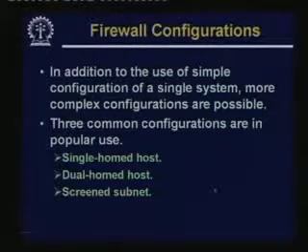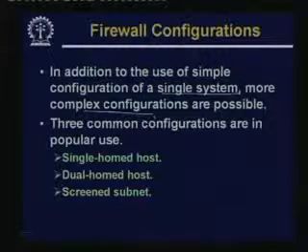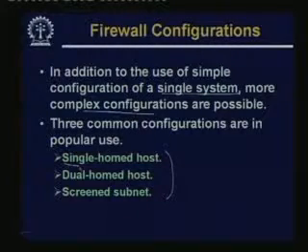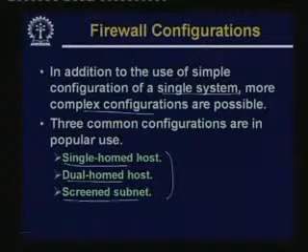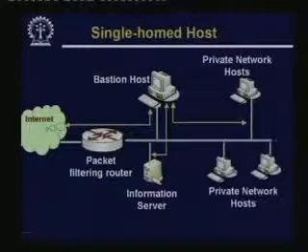Now we shall be looking at firewall configurations which utilize such bastion hosts in the implementation. Now there can be a simple configuration of a single system, as we saw earlier, just using a single router. More complex firewall configurations utilize multiple systems, and we shall be seeing such complex configurations. There are three configurations which you typically find in use: single homed, dual homed and screened subnet. These are the three different alternatives for firewall implementation or configuration, whatever you call it. Let us start with single homed host.